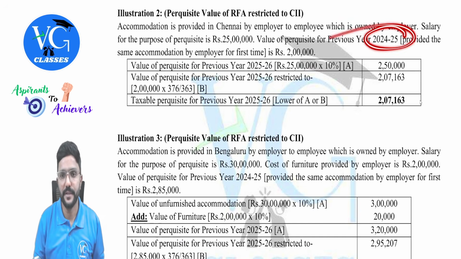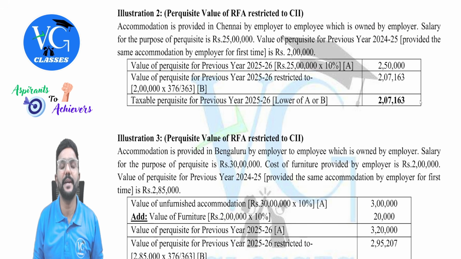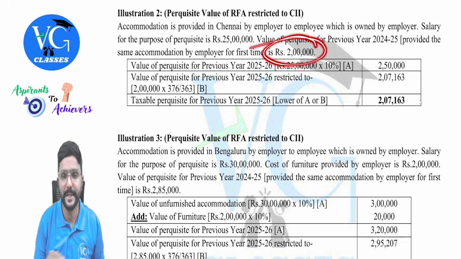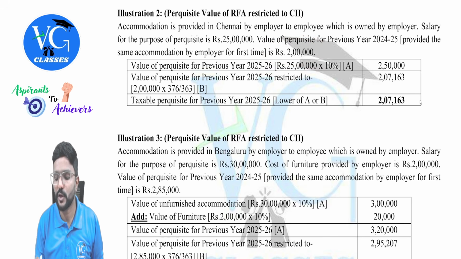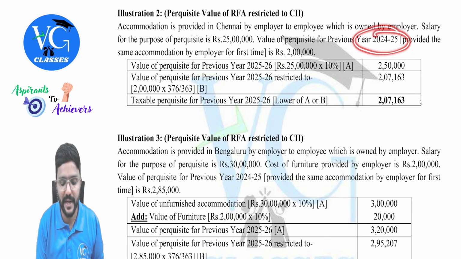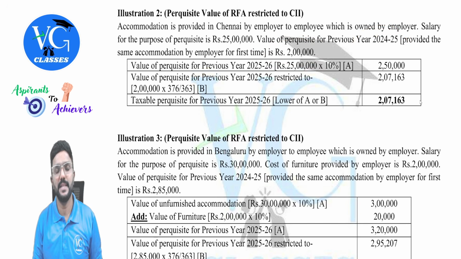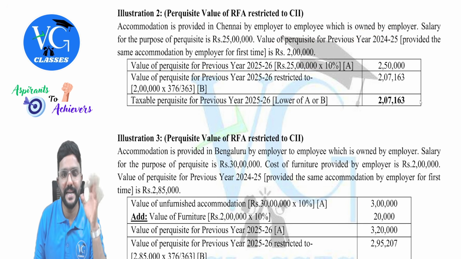Then one more illustration. Here I have just changed the year. Assume the same accommodation was provided to the employee for the first time in the year 24-25, and the value of that was 2 lakh. Okay. So what is the cost inflation index for the year 24-25? It is 363.